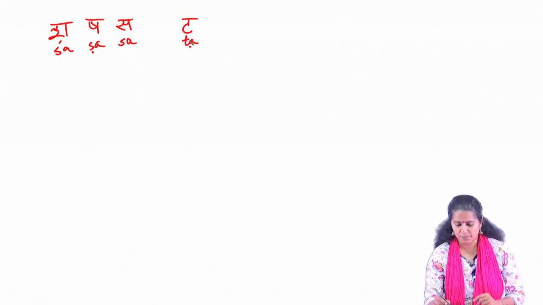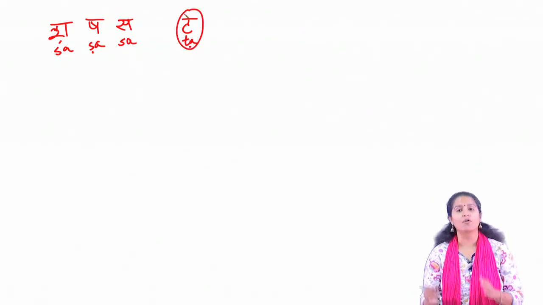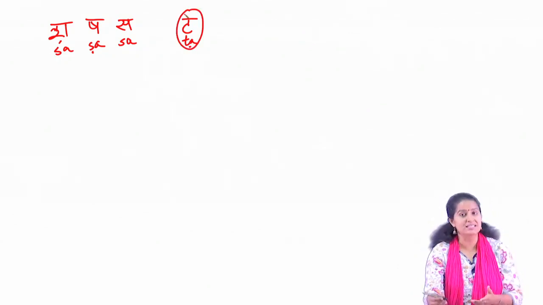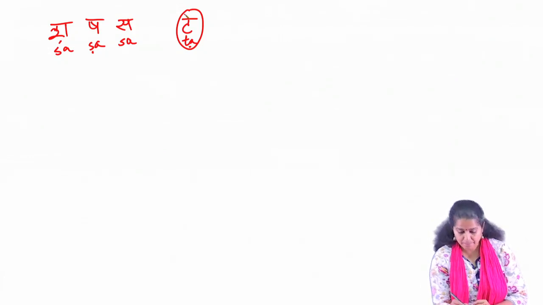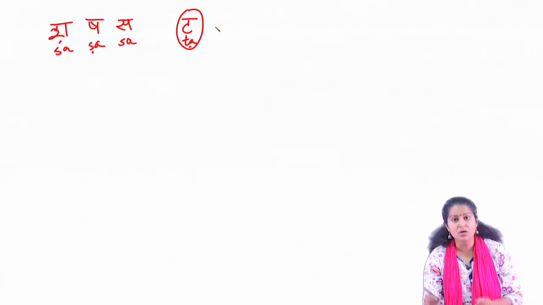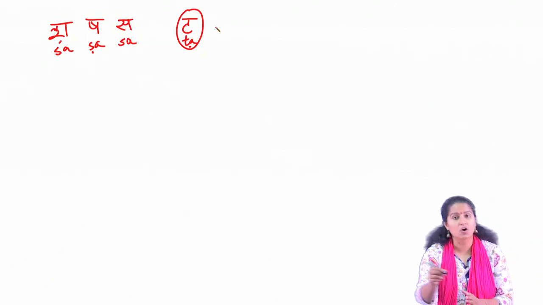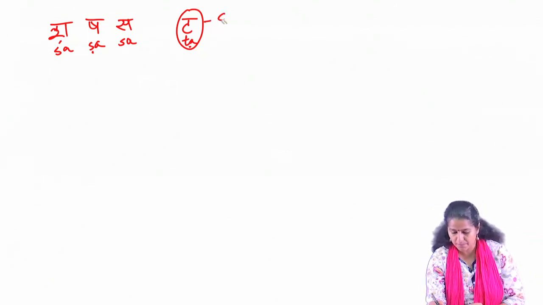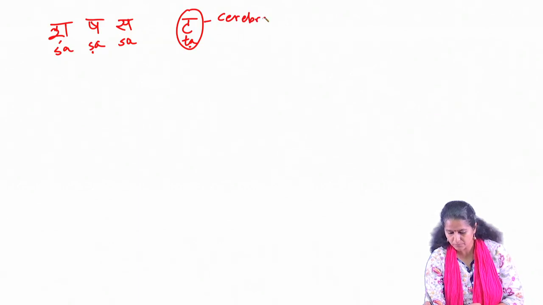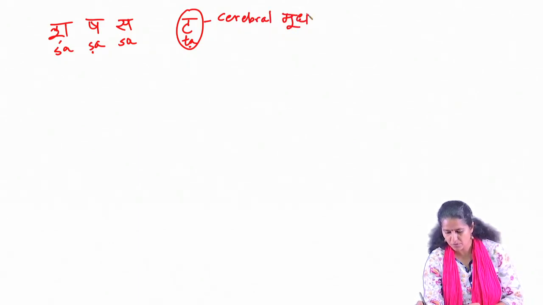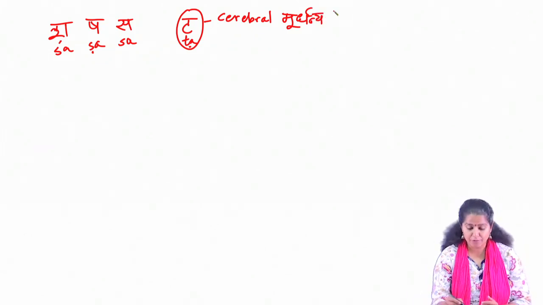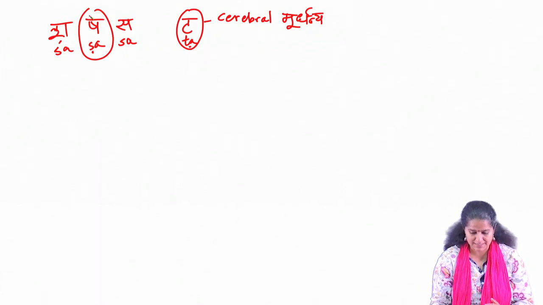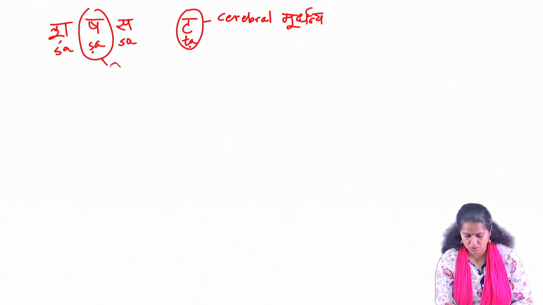How do I know which of these will come together with the t? The rule is very simple. You have to look at the phonetic group of the following letter, which is the t in this case, and then you have to take the sibilant corresponding to that group. In this case, this is a cerebral or a murdhanya sound, and therefore you take that which is from that same group, and this is also a cerebral.